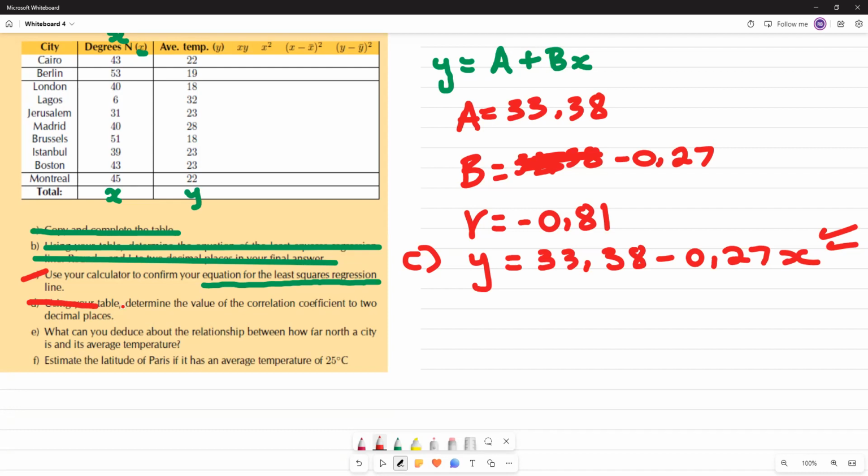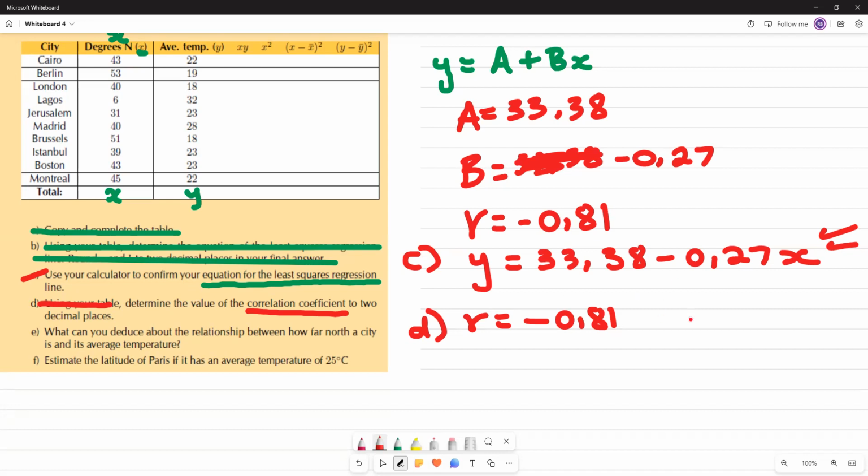Okay, D, I have to take it out because they will never ask you to use the table. Ne? Do you get it? They say, basically, using your table, let's remove this part, determine the value of the correlation coefficient, 2 decimal places. Ne? So on D, the R is basically negative 0.81. Ne? This is the coefficient of correlation, or the correlation coefficient. Ne? It tells us the relationship basically between the data set.